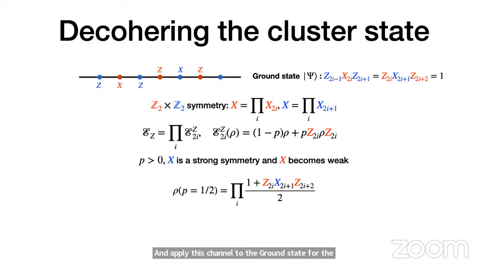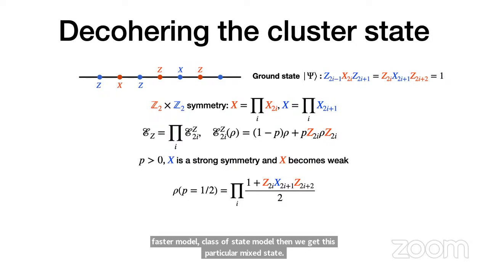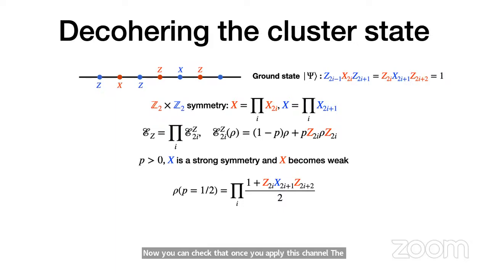Okay. Now you can check that once you apply this channel, the Z changes the charge of X on the red sides. Basically, it allows exchange of charge between the red sides and the environment. So the red X becomes weak, but the blue X is not touched by the channel, so it remains a strong symmetry.